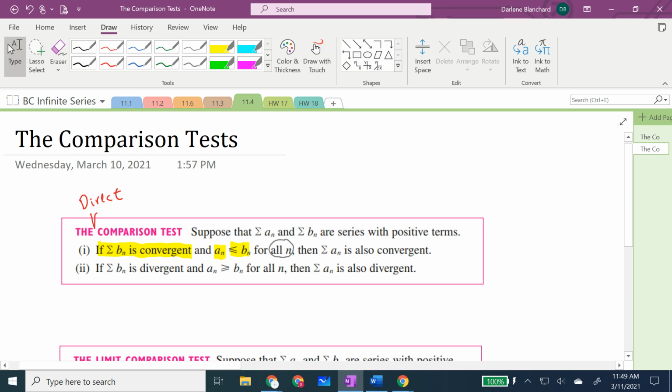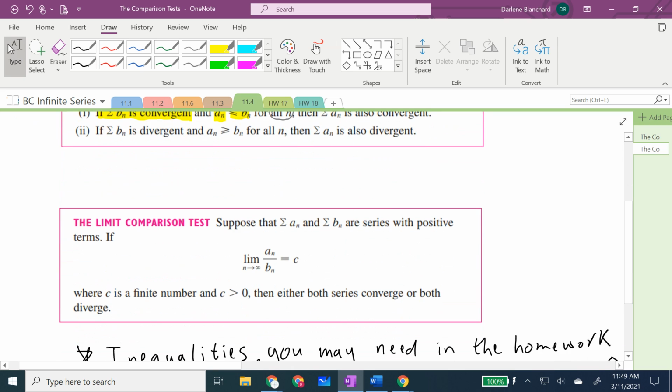The issue is, does the inequality go the direction you want it to go? Because if it doesn't go the way you want it to go, with the only thing that you can really compare it to, you're either out of luck or you need another test. And that's where the limit comparison test comes in.